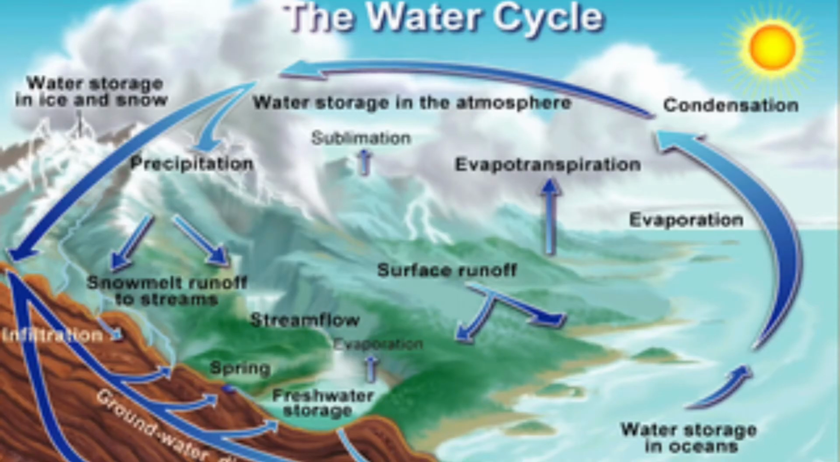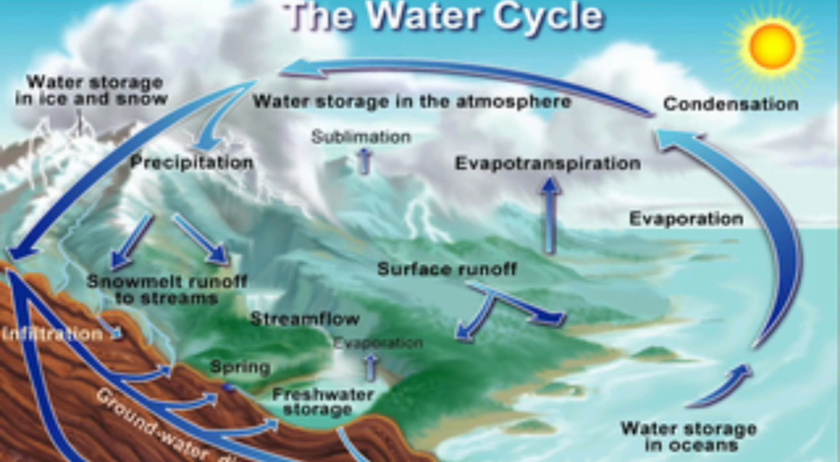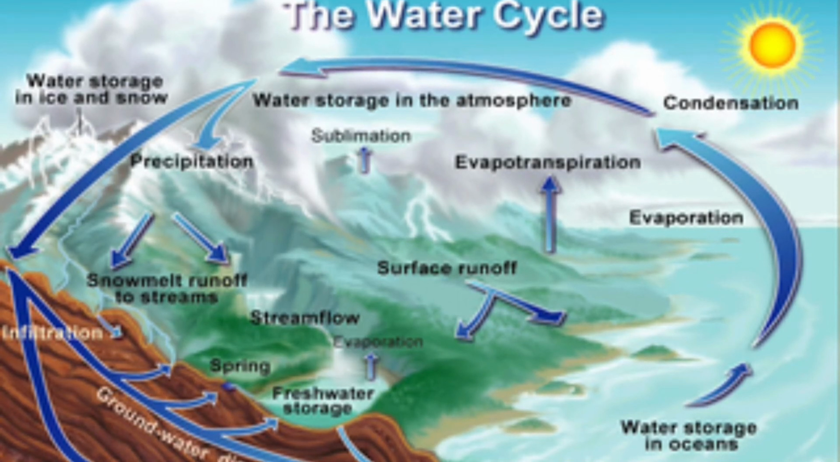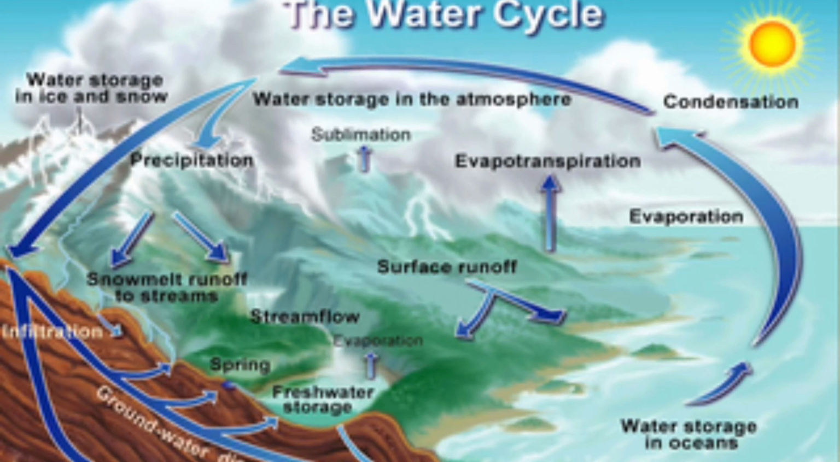Now lastly, the last thing we have to go over is the water cycle. A considerable amount of water evaporates each day and returns to the clouds. Eventually, this water is returned to the earth in the form of precipitation.